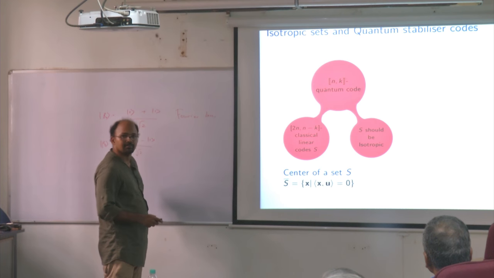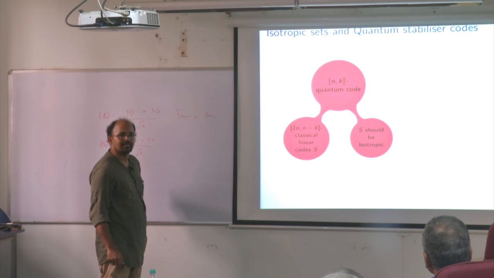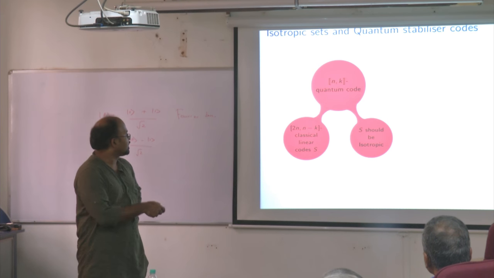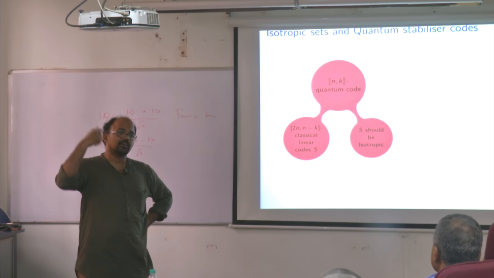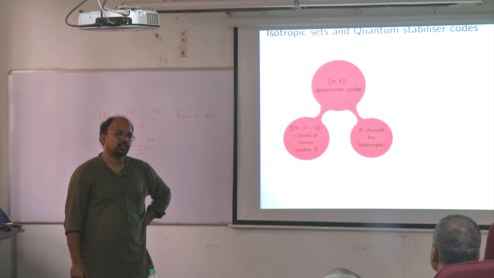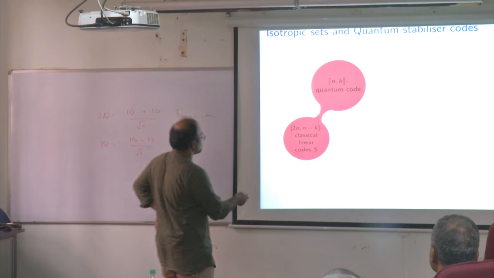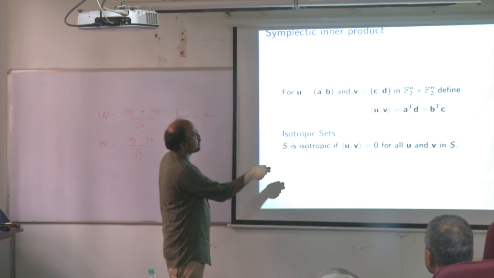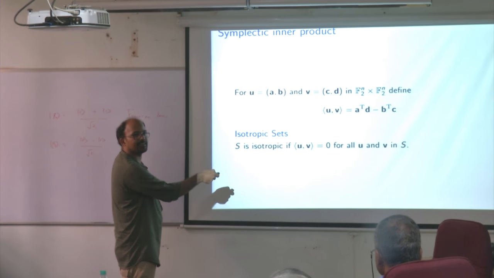Does that isotropic condition translate to anything on the linear code here? The isotropic condition comes because we need this commutation. Can that be stated as a condition on the classical code itself? Yeah, it is a condition on the classical code. Remember, these are all operations on F2 to the power 2n. So it's an inner product in that space.